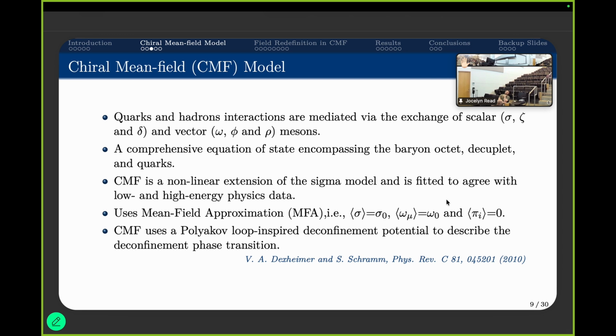So CMF also uses a Polyakov loop inspired deconfinement potential to describe the deconfinement phase transition. By using this Polyakov loop inspired deconfinement potential, we put quarks in our system, and we can also simulate a phase transition from hadrons to quarks.